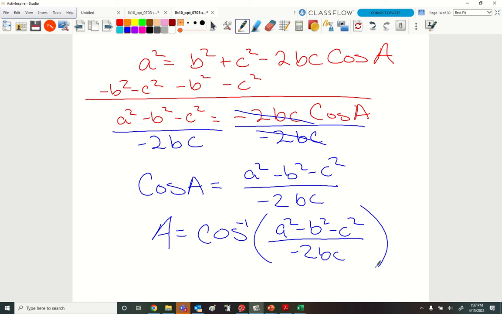So here's A. Now, look closely, because I know all y'all wrote this down, right? Think about the pattern. Look closely at the pattern. If I'm starting with big A, I'm looking for big A. The pattern goes A squared minus B squared minus C squared all over negative 2bc. Now we're going to make the other angles. We're going to solve for B, and we're going to solve for C.